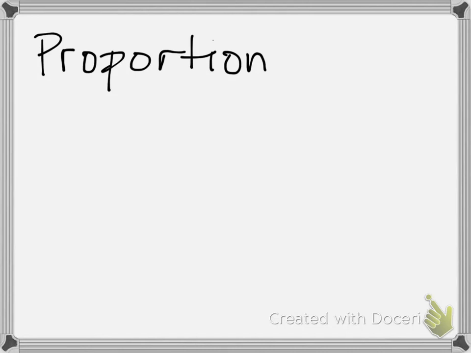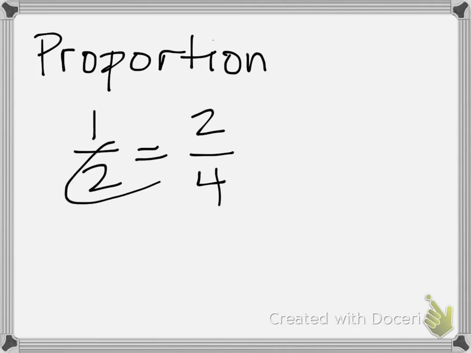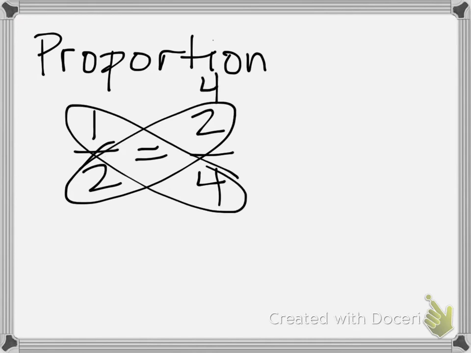But if you remember from last chapter, a proportion is simply an equivalent ratio. So let's look at a real basic example. So let's say 1 to 2 is equal to 2 to 4. Okay, this is the most basic form of a proportion. And if you remember from last chapter, to check to see if they were equivalent, we can cross multiply. So 2 times 2 is 4. 1 times 4 is 4. And since these 4's right here are equivalent, we know that the proportion is equivalent.